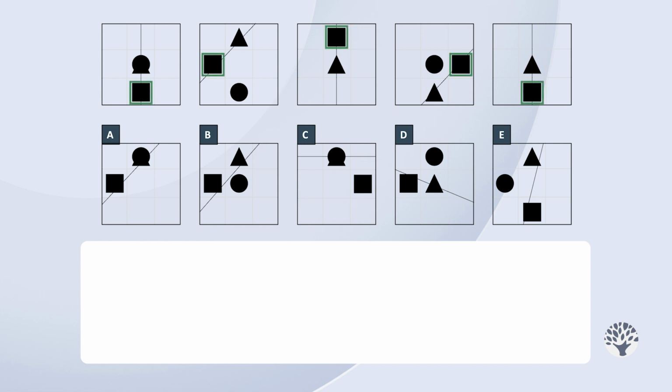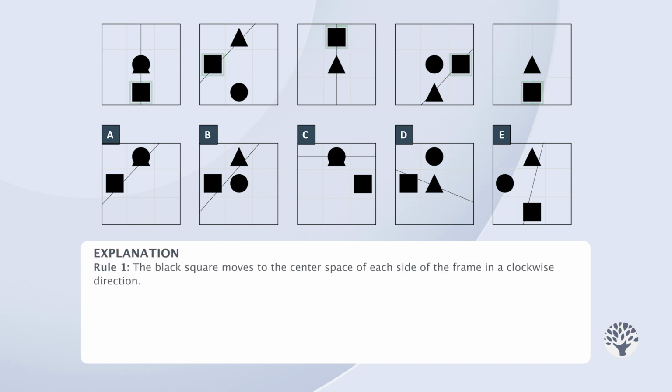And we spot a clear rule. With each frame, the black square moves clockwise to the centre of each side of the frame. That's our first rule. That rules out answer options C and E.